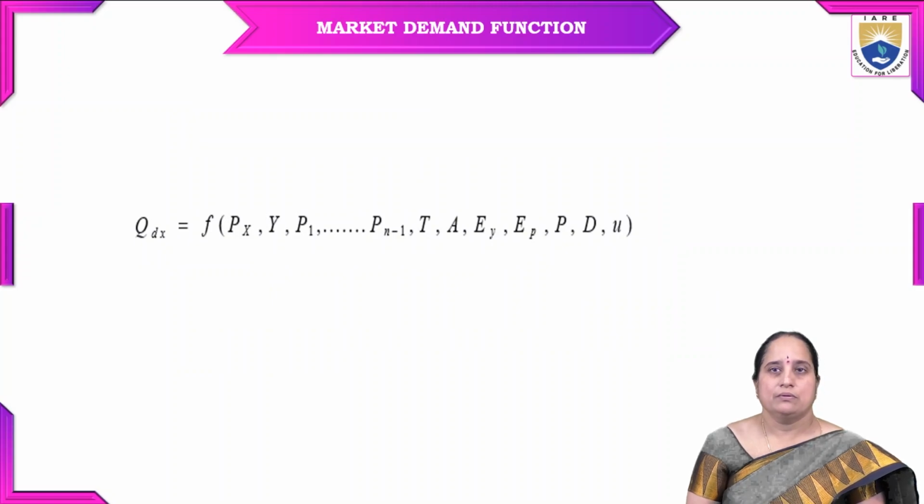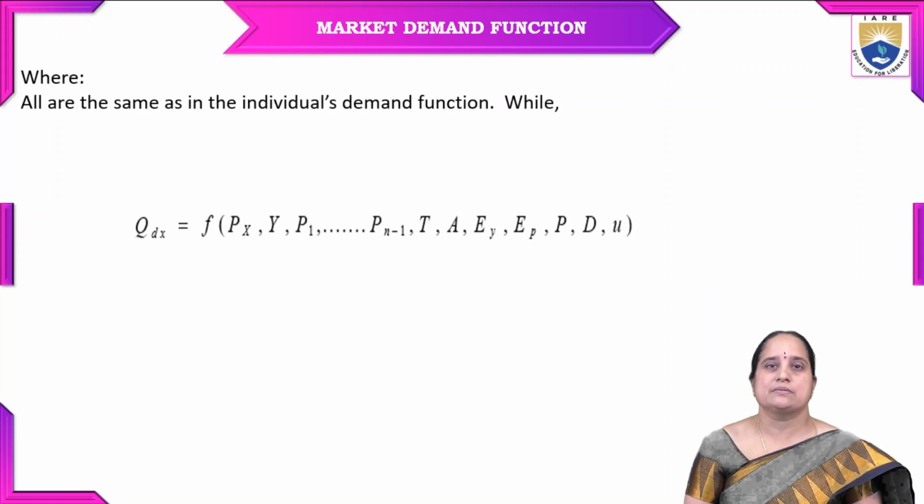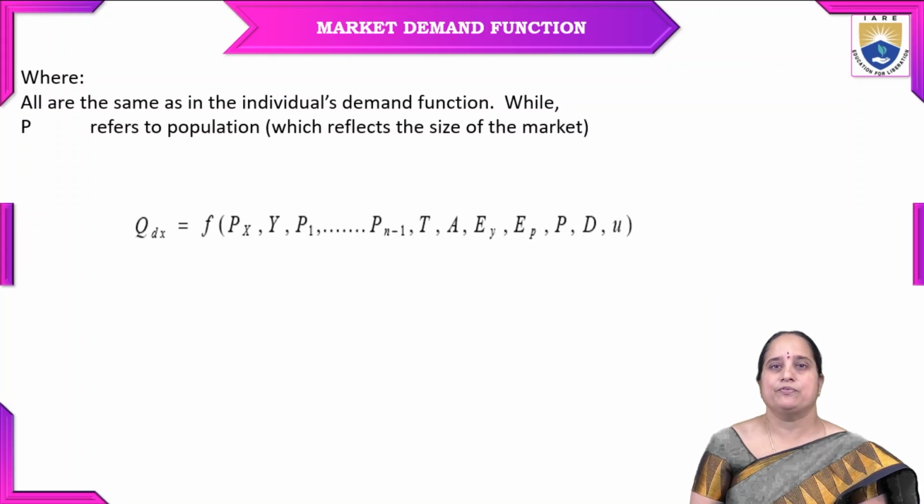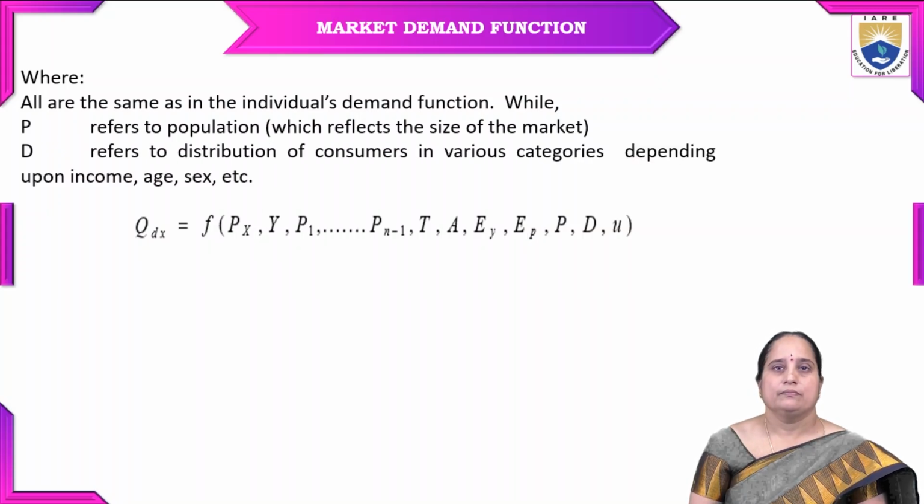Then coming to the market demand function, it seems to be similar except for a few things. All are the same as in the individual demand function, while here P refers to the population, which denotes the size of the market. And D refers to the distribution of consumers in various categories depending upon income, age, sex, etc.